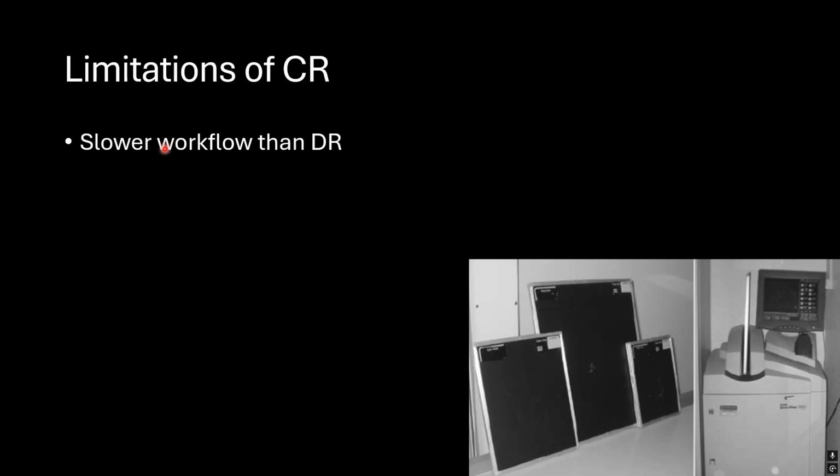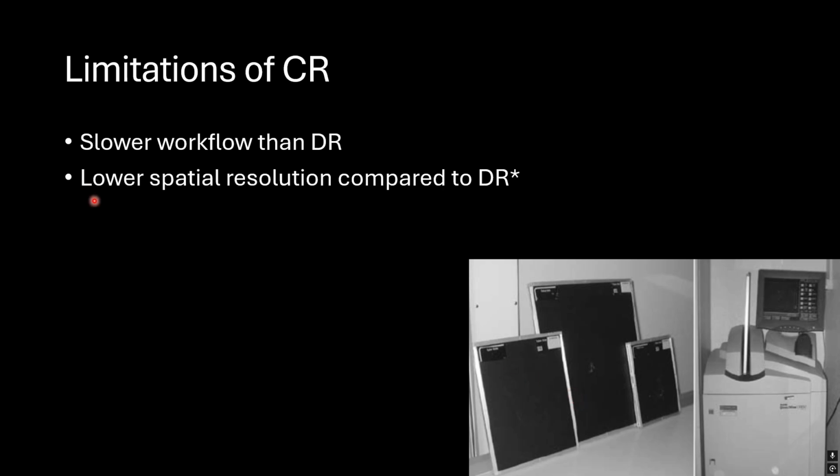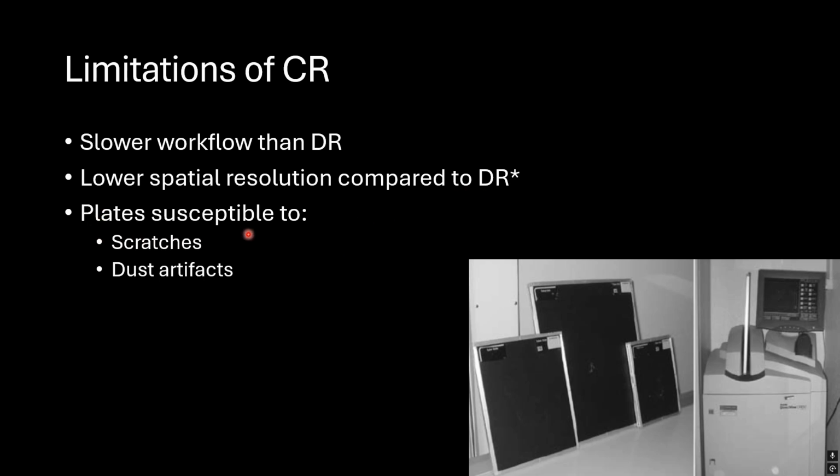But what about the disadvantages or the limitations of CR? It has a slower workflow than DR because the technologist needs to select the proper plate size for each exam, and then needs to do the exposure, and after that needs to read that plate, and this will take time compared to the DR system. It has lower spatial resolution compared to DR. Why? Because we are reading light, and we know light will have that lower resolution. The plate is also susceptible to scratches and dust artifacts, so special care needs to be taken for CR systems. And it requires a separate reader unit, which takes up space and needs maintenance over time.